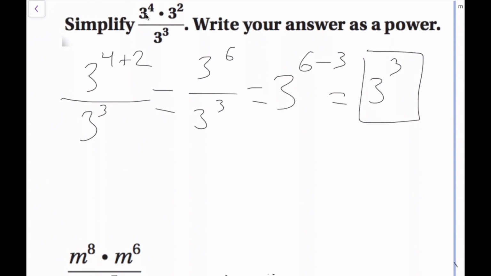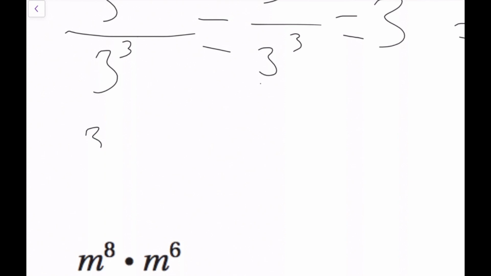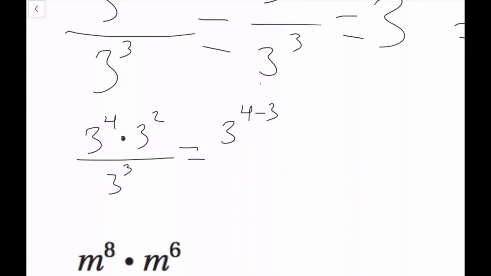Another way I could have done this is I could have simplified one of these factors on the top with the bottom first, and then multiplied that out. So I'm actually going to do that over here. So I have 3 to the 4th times 3 to the 2nd over 3 to the 3rd again. And now I'm going to do the quotient rule with this 3 to the 4th and this 3 to the 3rd. So this is really going to be 3 to the 4 minus 3 and then times 3 to the 2nd, because we're dividing 3 to the 4th by 3 to the 3rd, I can just use this subtraction here.